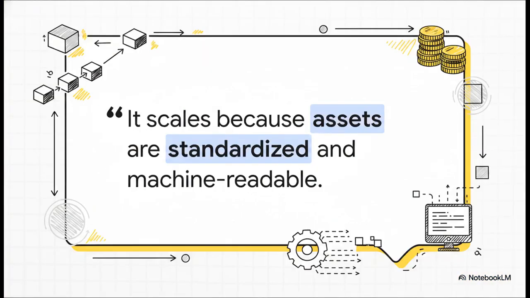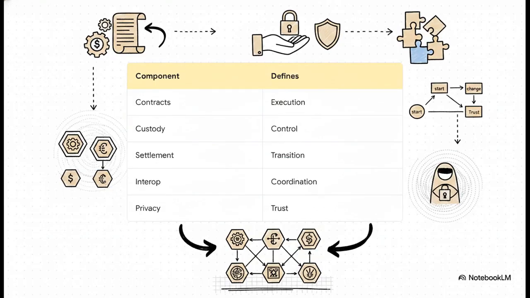Section 4. The bigger insight. This right here is the absolute core of everything we've talked about today. Listen closely to this. Tokenization does not scale simply because assets are digital. It scales because assets are standardized and machine-readable. If we connect this to literally everything we've discussed so far, smart contracts define execution, custody defines control, settlement defines state transition, interoperability defines coordination, and privacy defines trust. Therefore, token standards are the key. They define exactly how assets are universally understood across the entire system.